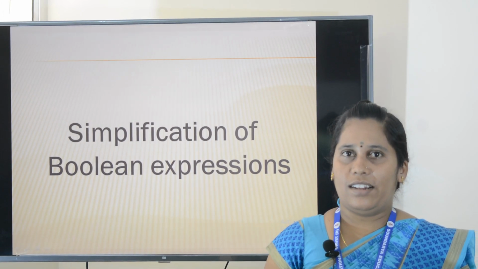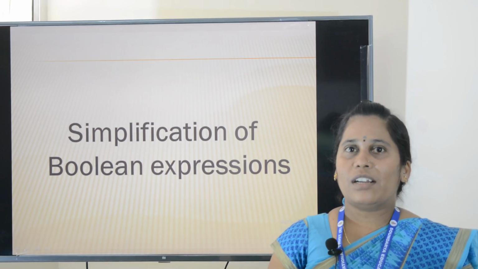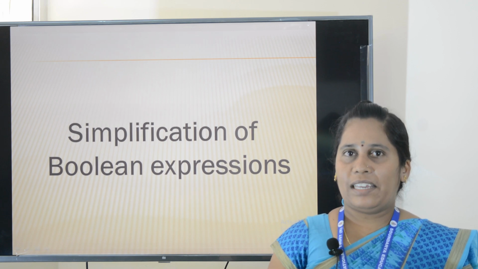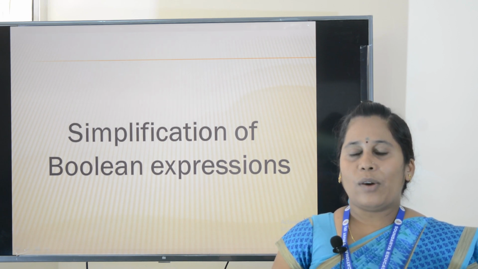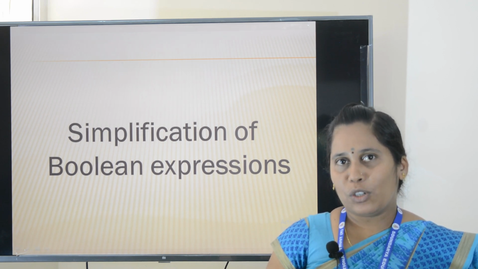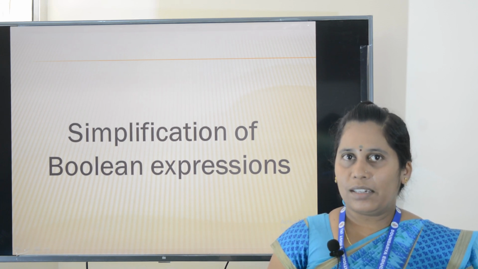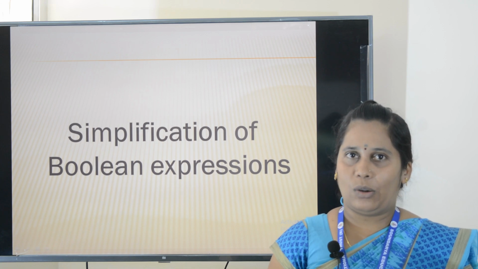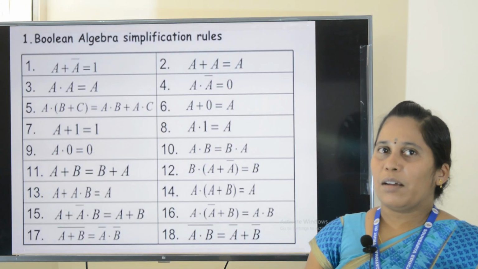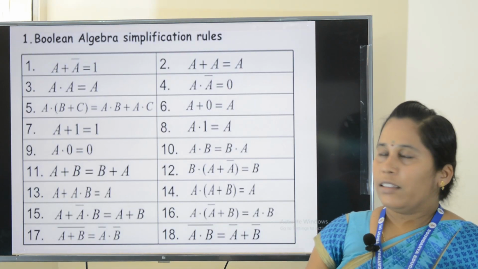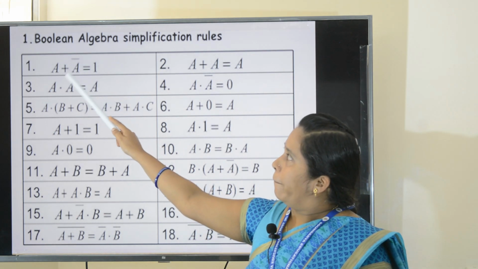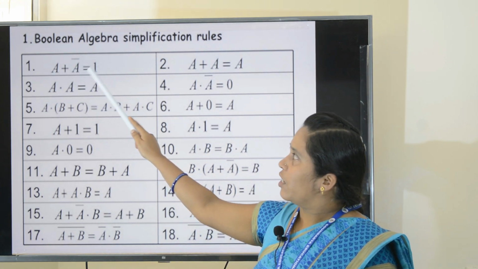Students, in this lecture let us learn about simplification of Boolean expressions. Already you have studied simplification of Boolean expressions using laws, rules and De Morgan's theorem in the first year electronics. Let us see some of the rules here. The first rule, A plus A bar is equal to 1.